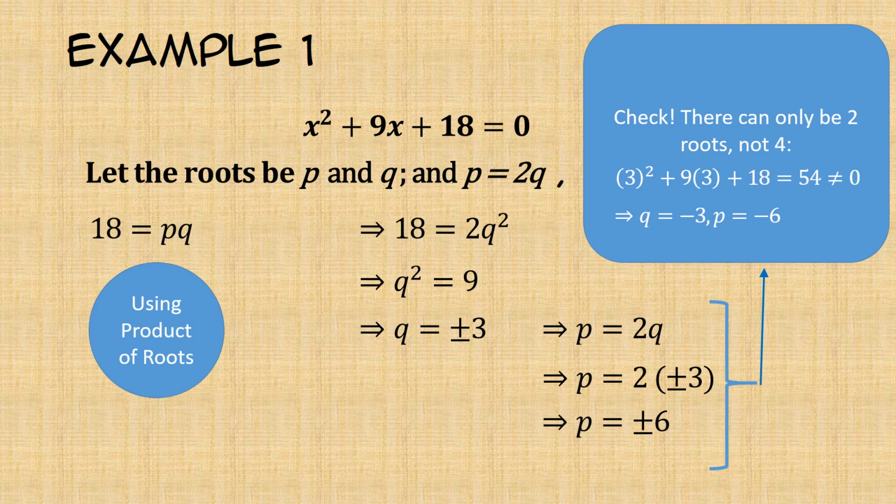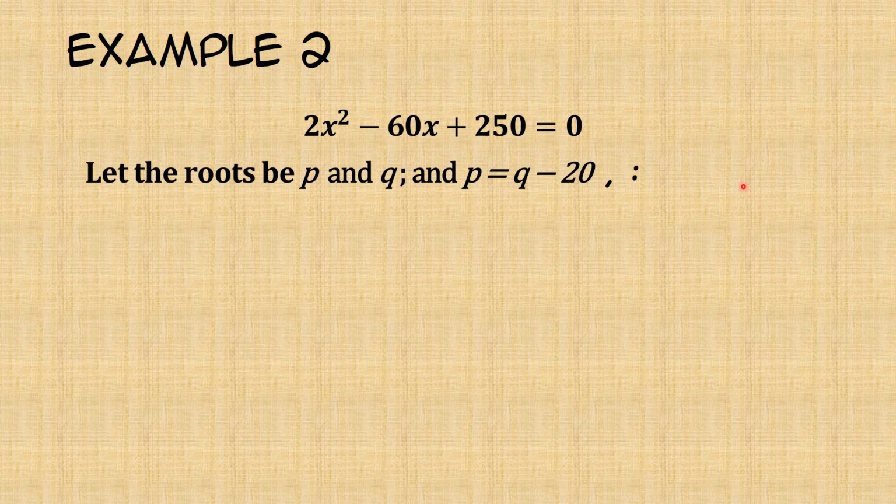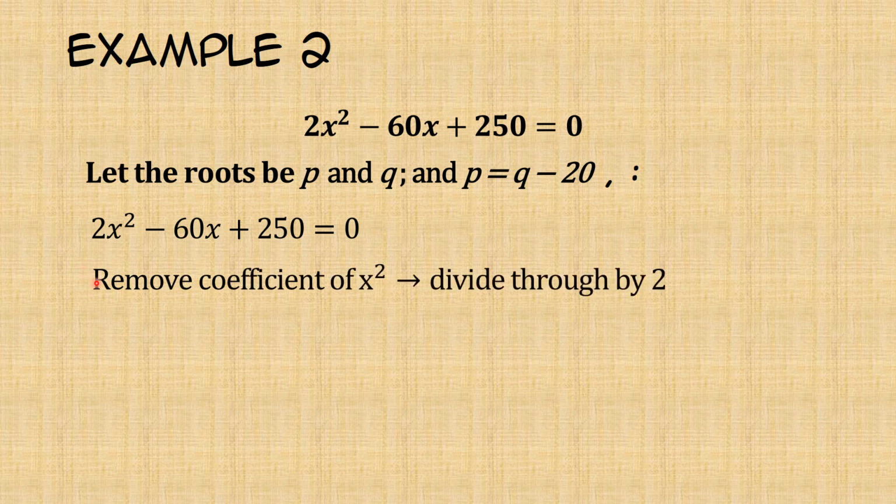In our second example, let's see how to deal with an equation which has a coefficient for the x squared term. And here we are given that p equals q minus 20. So when we have our equation 2x squared minus 60x plus 250, first we want to try to remove the coefficient of x squared. So we divide everything by 2. That gives us x squared minus 30x plus 125 equals 0.